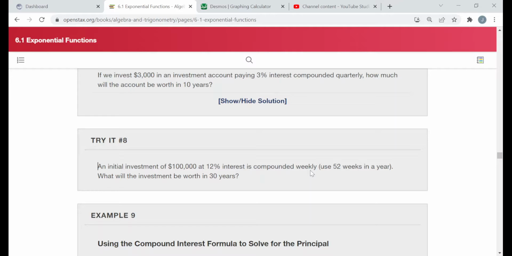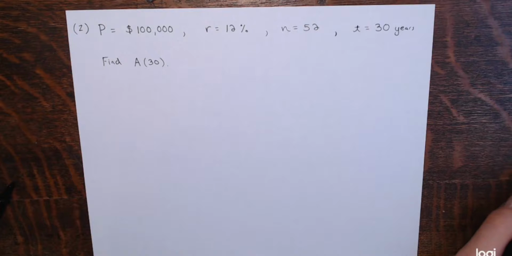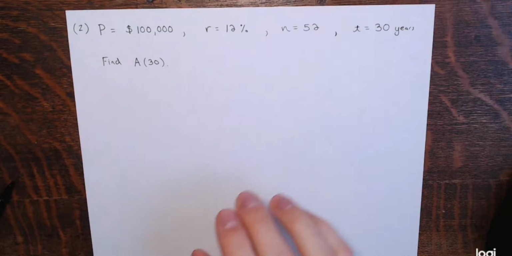So remember, there are 52 weeks in a year. So that's the value of that n, right? The number of times interest is added or compounded in a year. N equals 52. And what will the investment be worth in 30 years? So T is 30, right? And that's all I have written here, right?